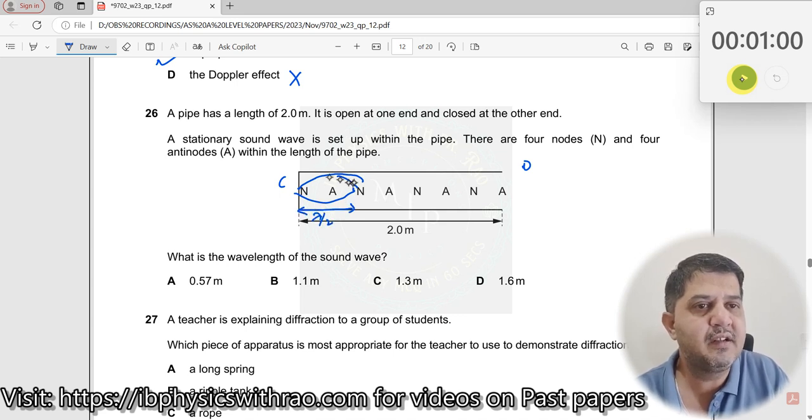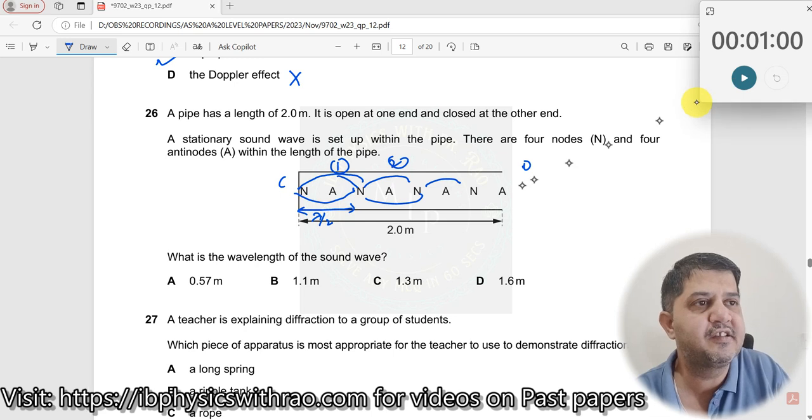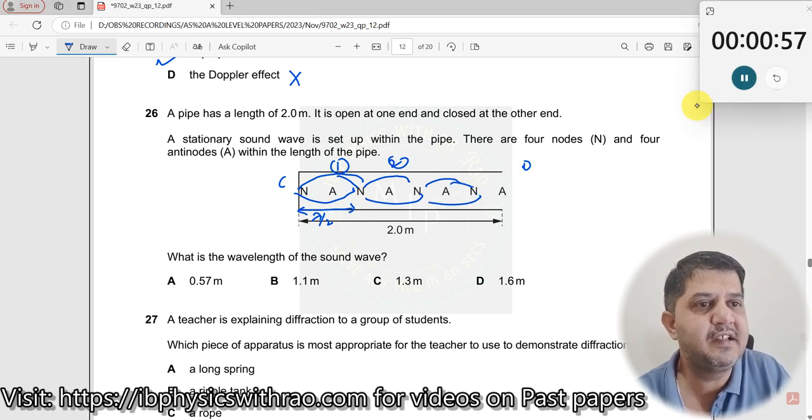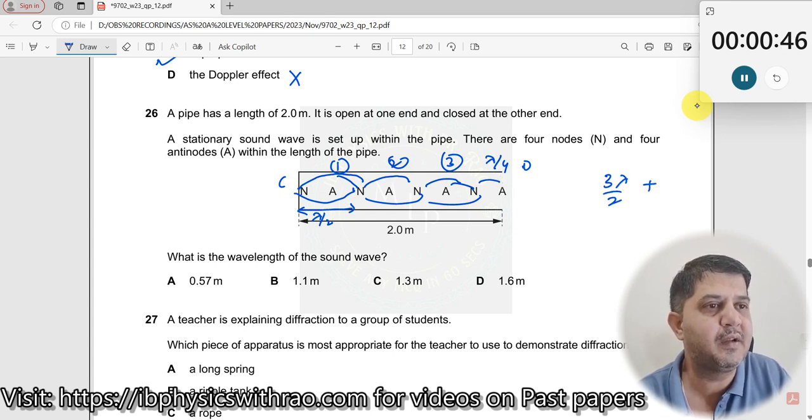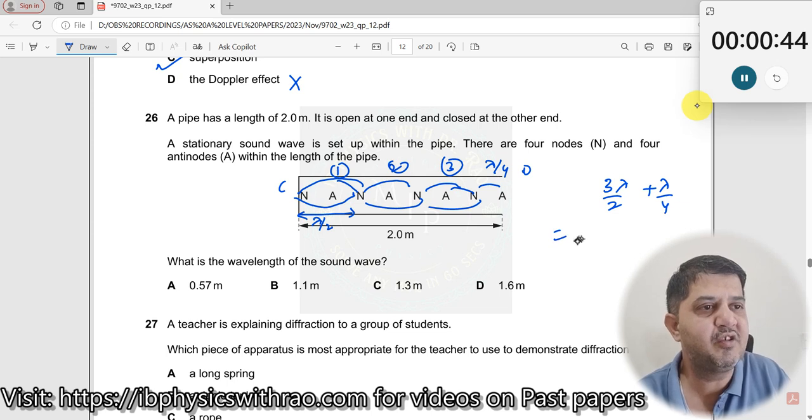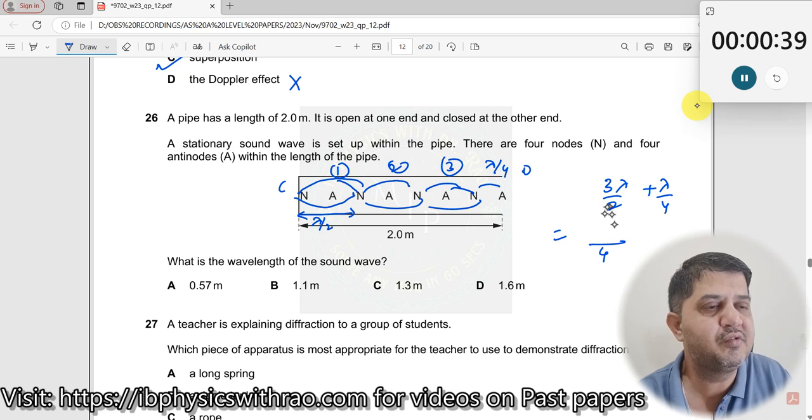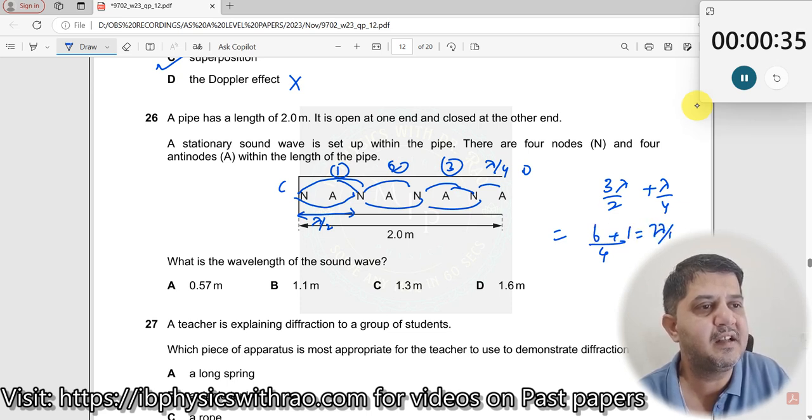So therefore, lambda by 2 here once, lambda by 2 here twice, lambda by 2 here thrice, and here this should be lambda by 4. So what is happening? Lambda by 2 plus lambda by 2 plus lambda by 2 would be 3 lambda by 2 plus this additional small one, lambda by 4, which will be equal to how much? If I take the LCM, this should be 4, and this should be 2 2s are 2, 3s are 6 plus 1, so this should be equal to 7 lambda divided by 4.